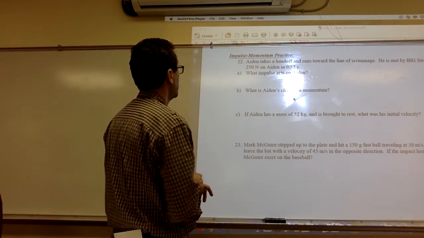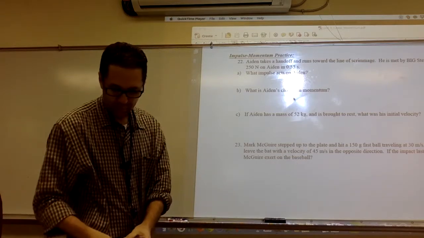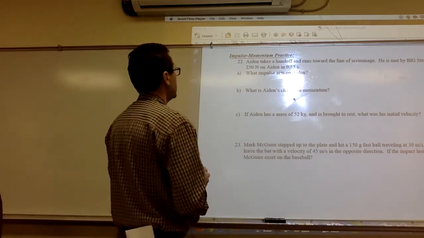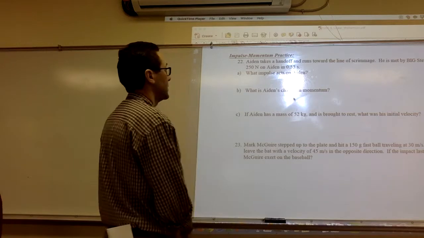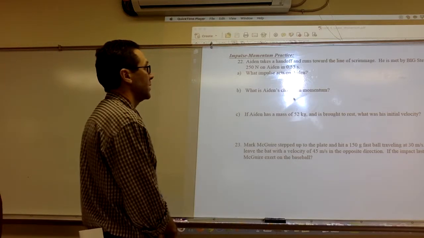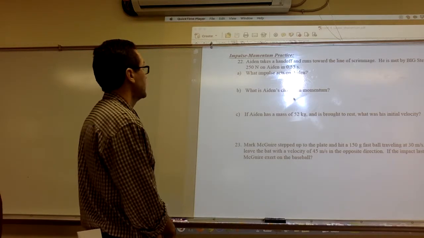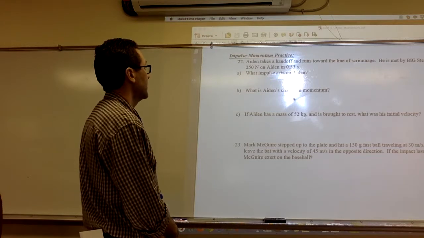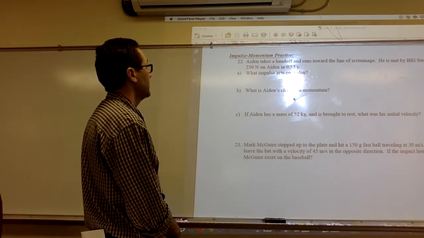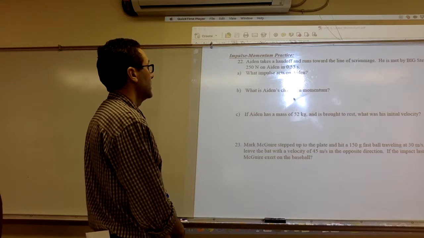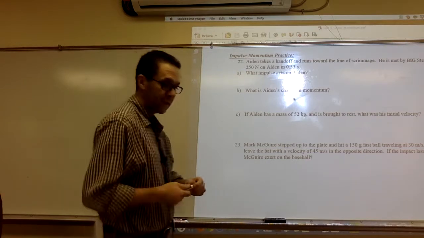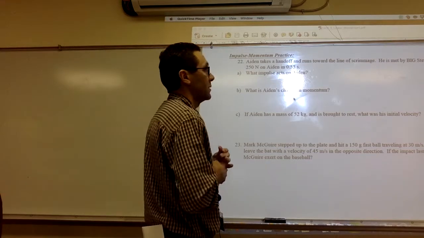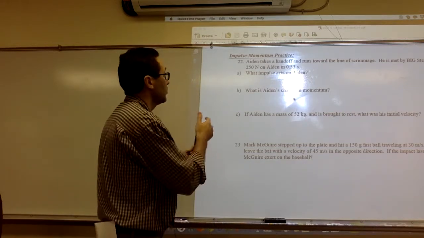Okay, number 22. Aiden takes a handoff and runs towards the line of scrimmage. He's met by Big Steve, who applies a force of 250 newtons on Aiden in 0.55 seconds. What impulse acts on Aiden? So the impulse on Aiden is going to have to slow him down, basically, right?